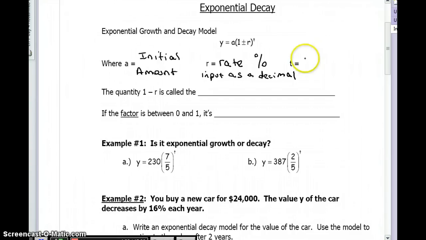All right, so t is going to be time. All right, your percent rate and your time will match units. So you could be decreasing at a percent per year and your time will be years, or it could be percent per month and your time will be in months. The quantity 1 minus r is called the decay factor. And if the factor is between 0 and 1, it is exponential decay.